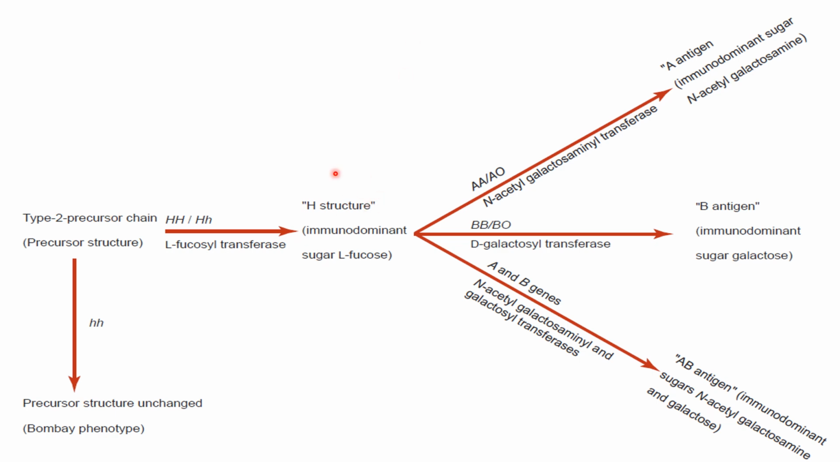Now this H antigen, once it is formed and you have an A transferase, which is N-acetyl galactosamine transferase, a bigger name for that, it will add that sugar, N-acetyl galactosamine, and form an A antigen. Similarly, if you have a B transferase, it will form a B antigen, and if both A and B genes are present, it will form an AB antigen. If none is present, like in O, it is similar to the H antigen.